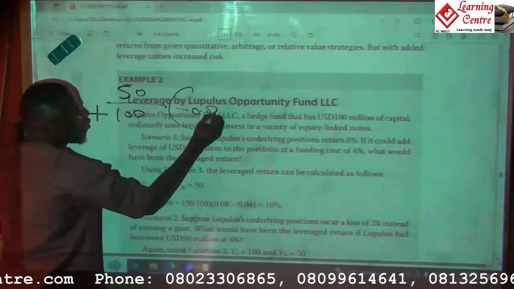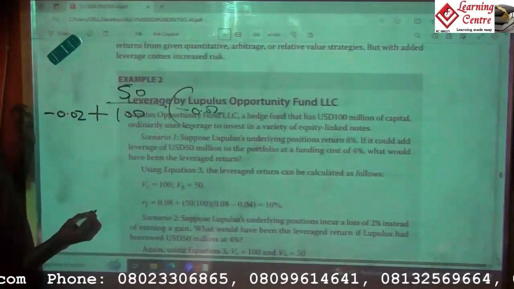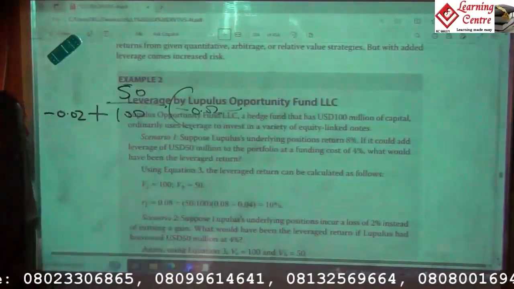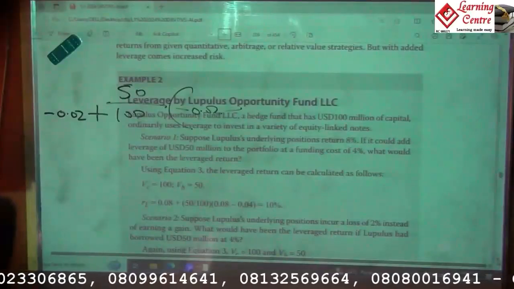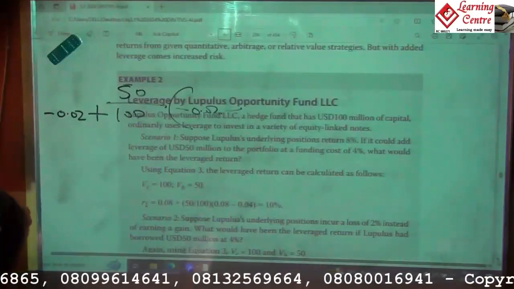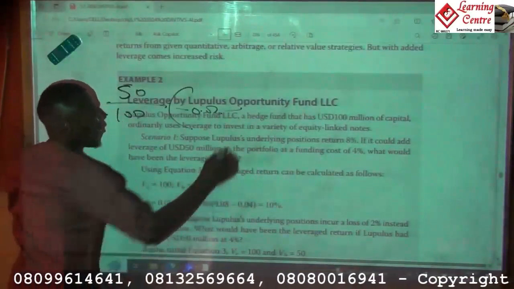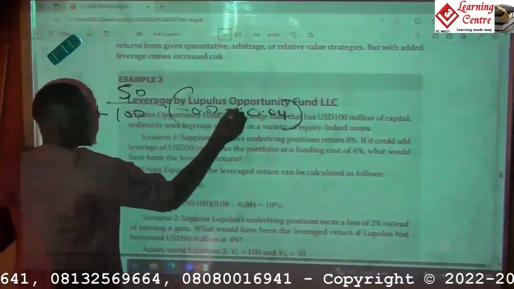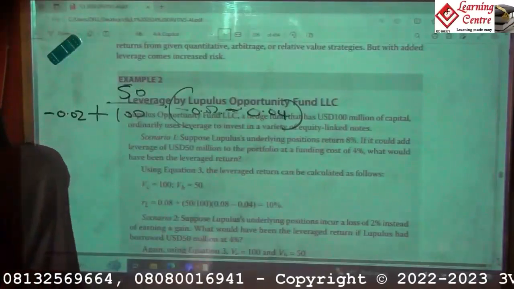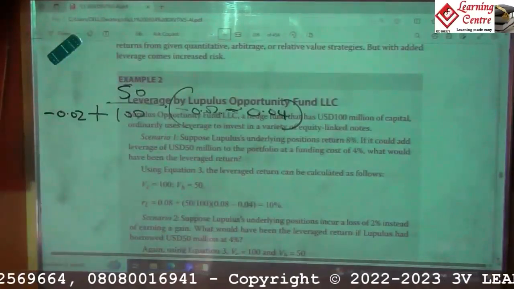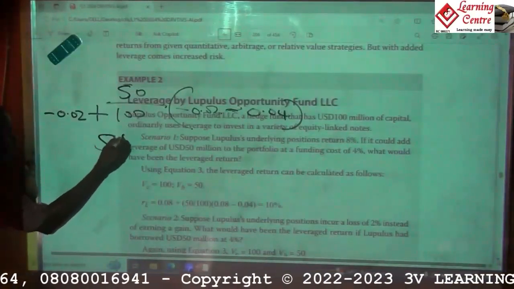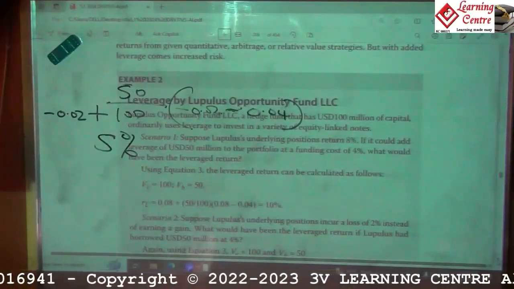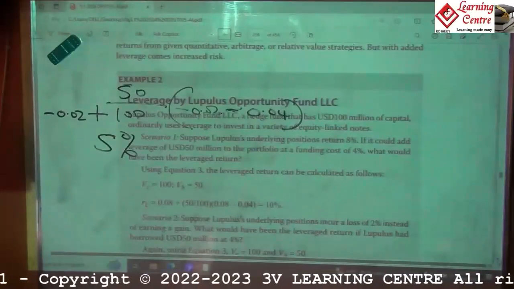Minus 0.02. What again? What's the formula? Minus what? What's now our cost of funding here? Our cost of funding still remains 0.04. Here, 0.04. What's our answer? Be careful of the minus sign when we are solving this. We're solving, 5%. So that's it.